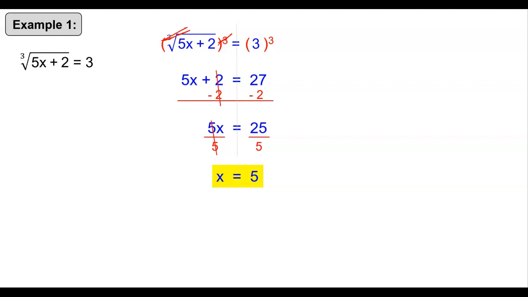Square it, okay? It's the opposite of whatever the root is. Square root, you square to get rid of it. Cube root, you cube to get rid of it. And please use your calculators if you're not sure about these exponents.